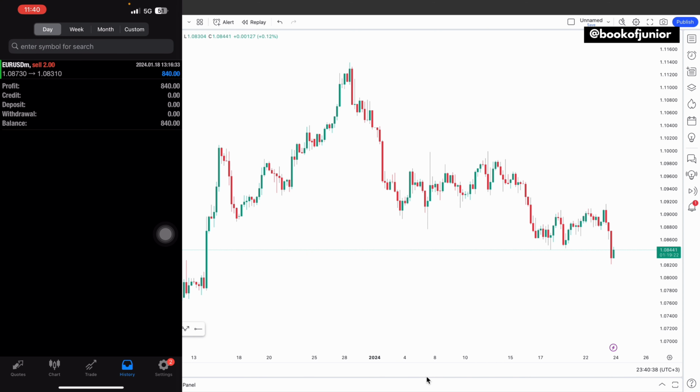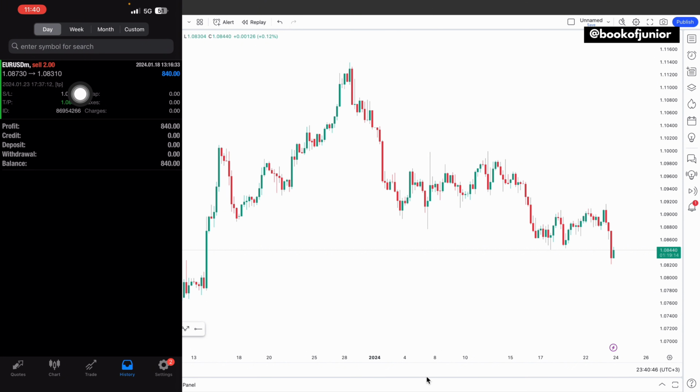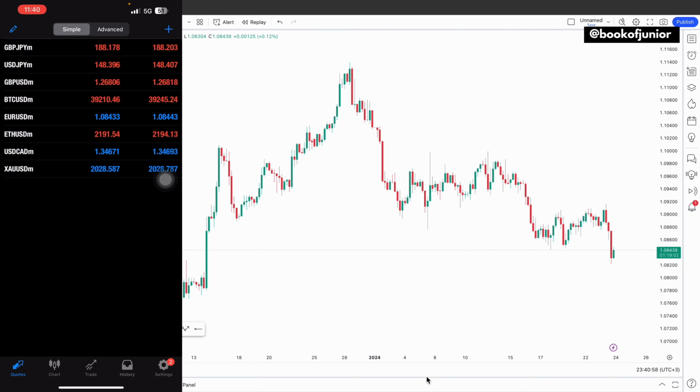As you can see guys, I was able to catch a trade on Euro USD and I used a lot size of 2, managing my risks. As you can see, I had a stop loss and a take profit guys, and yes, my take profit was hit and I was able to make $840 guys. And I'm going to be showing you the same strategy that I used to make this money from the forex market, just trading Euro USD guys. You can literally use this same concept and be able to make money from the forex market guys.